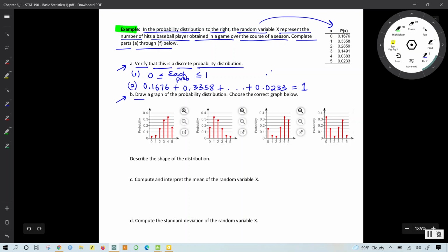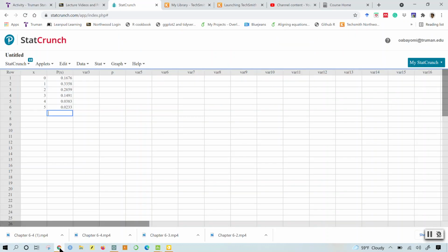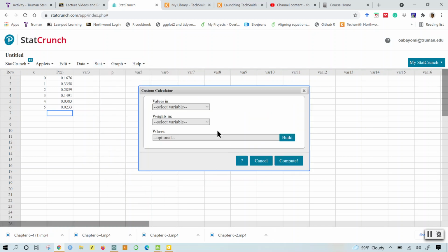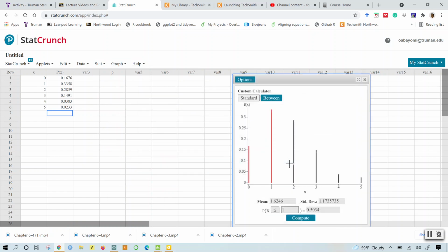Question B. Draw a graph of the probability distribution and choose the correct graph below. We're going to take these values to StatCrunch and deploy technology in graphing the probability distribution. Now, let's see what's happening in StatCrunch. I have the data set, and I'll go to Start, go to Calculators, go to Custom, select the variable X, weights in probability of X, and compute. And here I have the graph of the probability distribution. So it goes up and then down. So this appears to be right skewed.